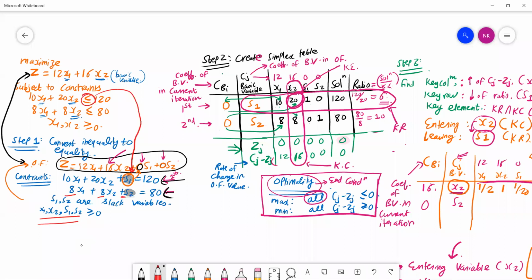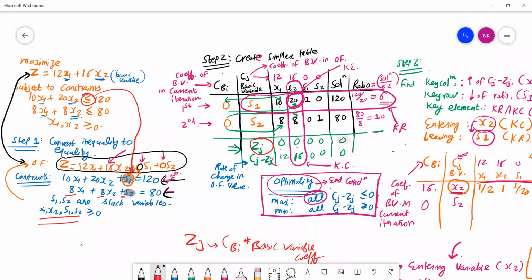Then the next step was to calculate the Zj. Now Zj is nothing but the product of CB multiplied by the variable coefficients. That is, over here, 0 multiplied by 10 plus 0 multiplied by 8, so it will be 0. Same, 0 multiplied by 20 plus 0 multiplied by 8 will be 0. Same 0 and 0. So we have seen that in the very first step, every time we would be having 0.